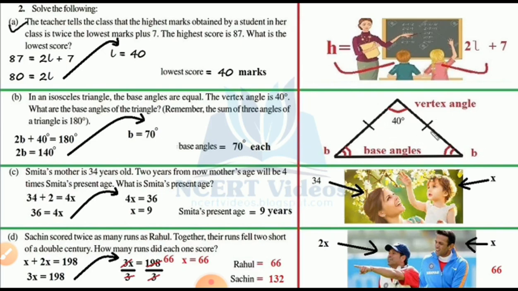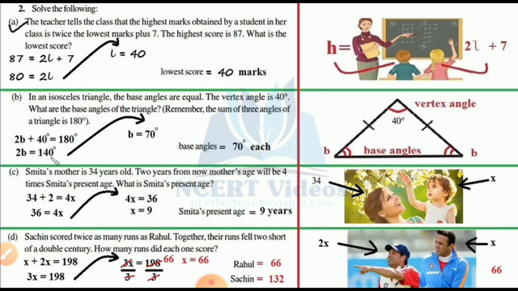Second question is also here. In an isosceles triangle, the base angles are equal. The vertex angle is 40 degrees. What is the base angle of the triangle? Remember, the sum of the three angles of a triangle is 180 degrees. So we can make it b plus b plus 40 is equal to 180 degrees. So b plus b, 2b plus 40 is equal to 180 degrees.